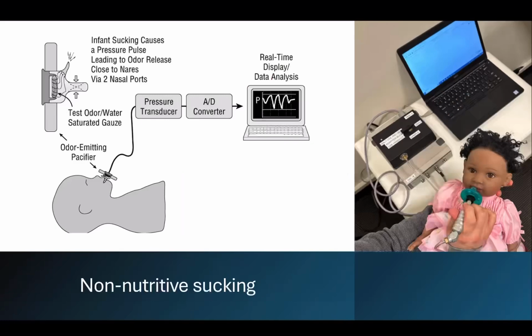Non-nutritive sucking uses devised apparatuses that connect a baby's pacifier to a counting device. The stimulus is presented and changes in the infant's sucking behavior are recorded. The increased number of sucks is used as an indicator of the infant's attention or preference for a given visual display.